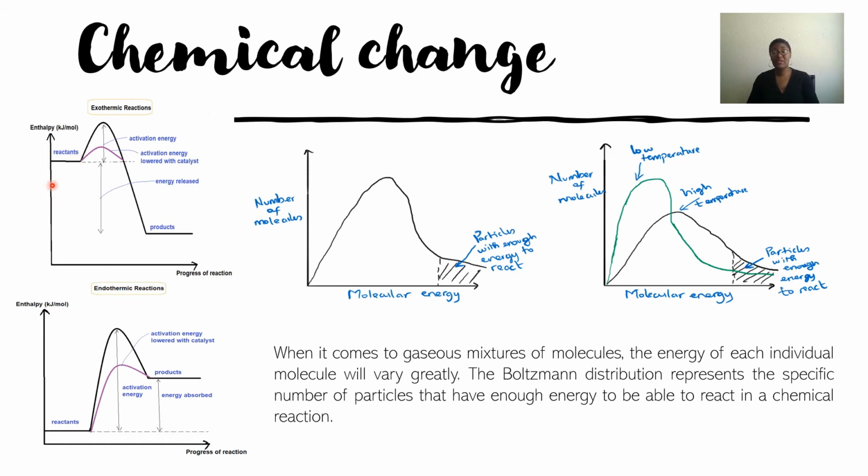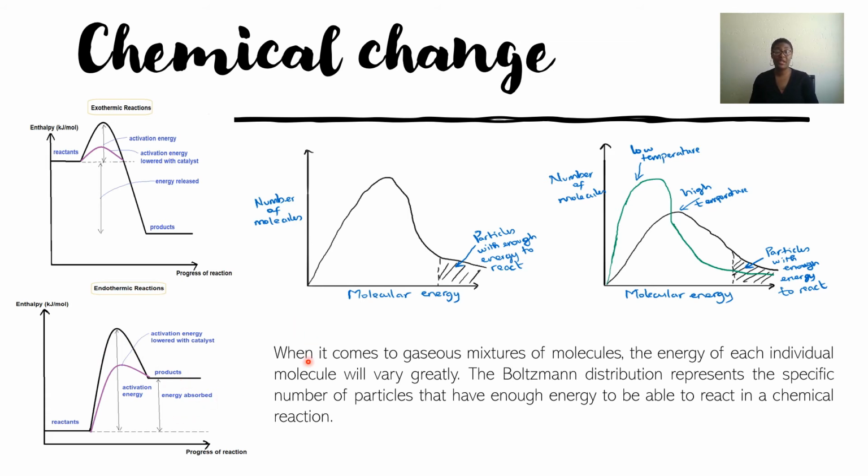Also, in your exothermic reaction, your reactants will start at a much higher energy level, giving off products with a much lower energy level, while your reactants in your endothermic reaction start at a much lower energy level. They get all this boost of energy from the surroundings, and then they produce products with a much higher energy level.